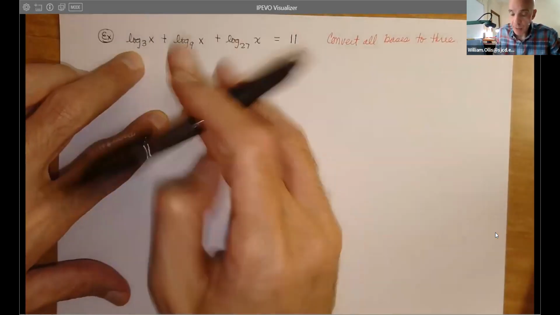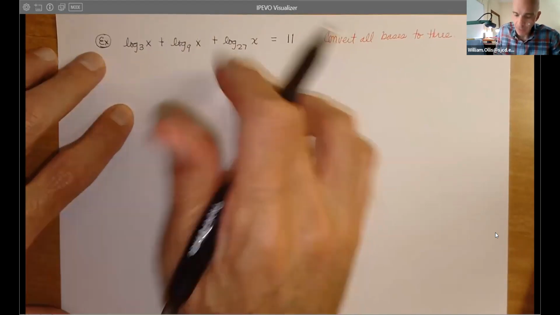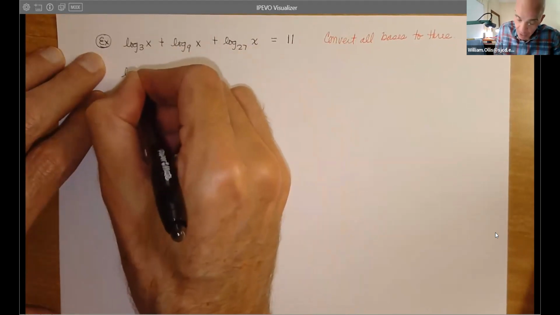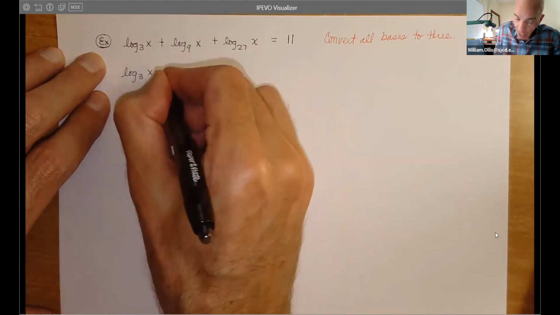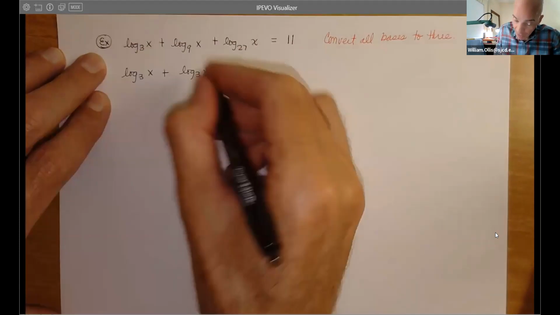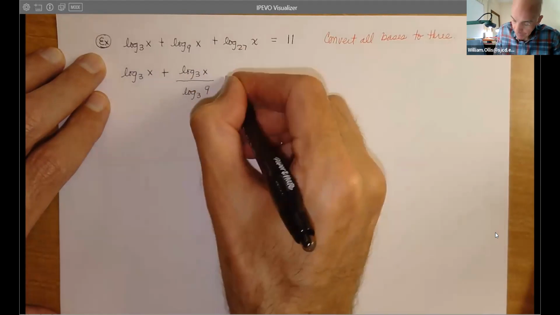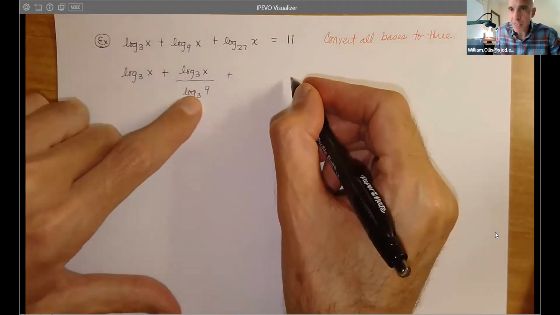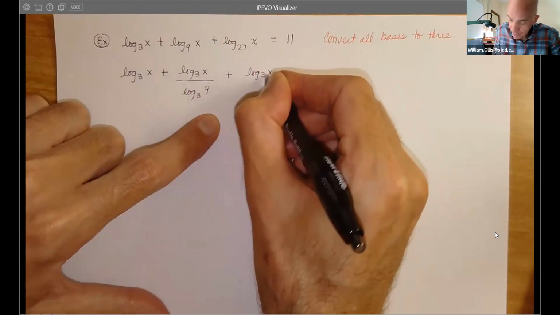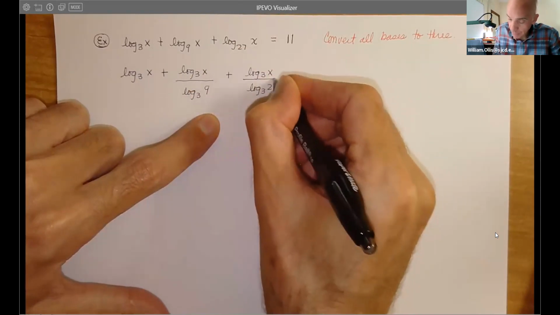So that just means that we'll leave this one alone and change this one and change this one. Again, not difficult because these are already powers of 3. So we have the log base 3 of x plus, now we'll do the cosmetic log base 3 of x, and then divide by the base 3 logarithm of 9. Again, that's the change of base factor. And then we have log base 3 of x divided by the base 3 logarithm of 27.